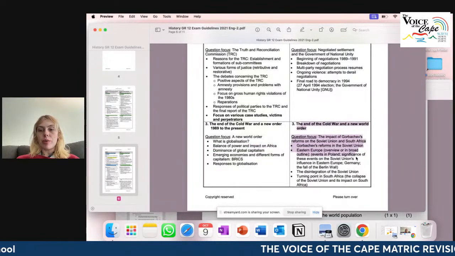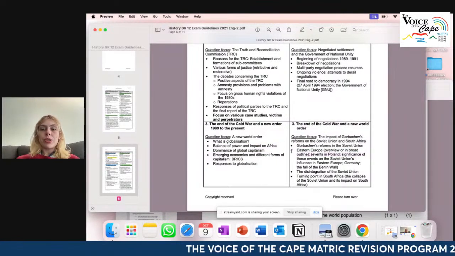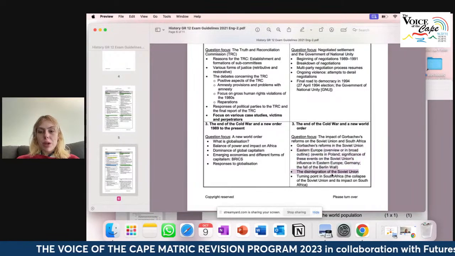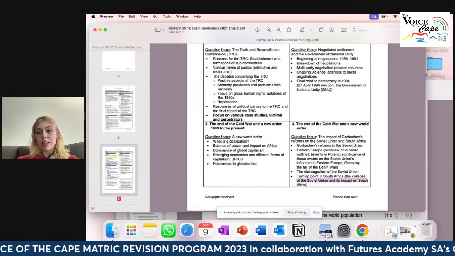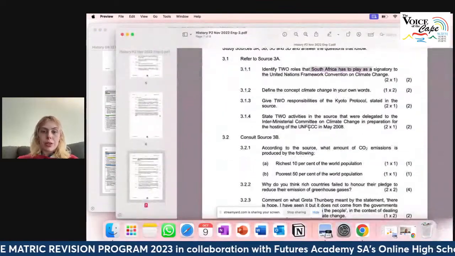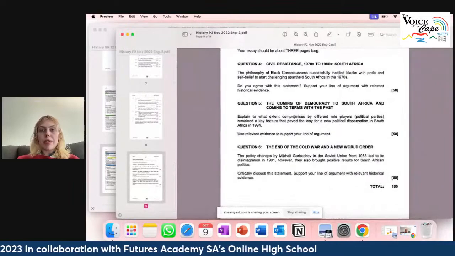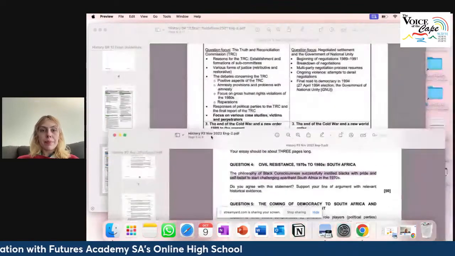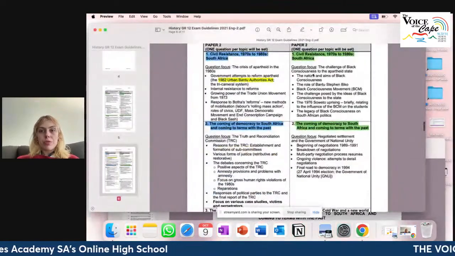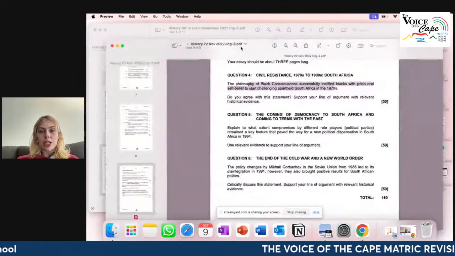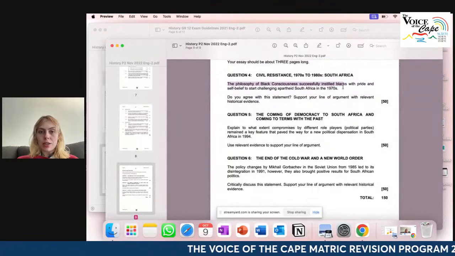Similarly, with the end of the Cold War and a New World Order, they want you to know the events in Eastern Europe, but also how it was a turning point in South Africa. So you'll see that in the essay questions. So here's an example of a Black consciousness essay. So question focus, challenge of Black consciousness. Look at the essay question. It's not just the challenges.